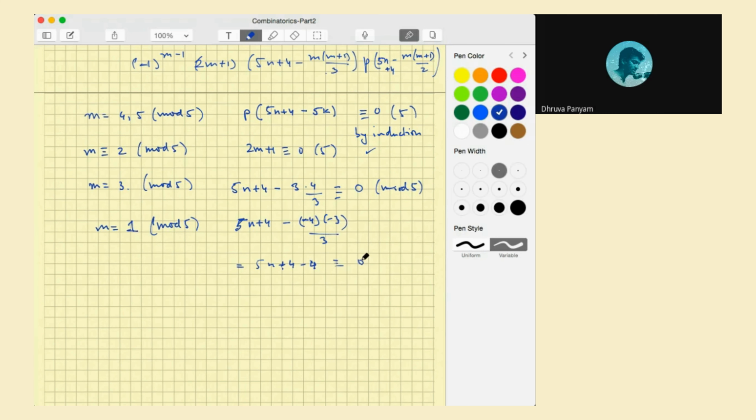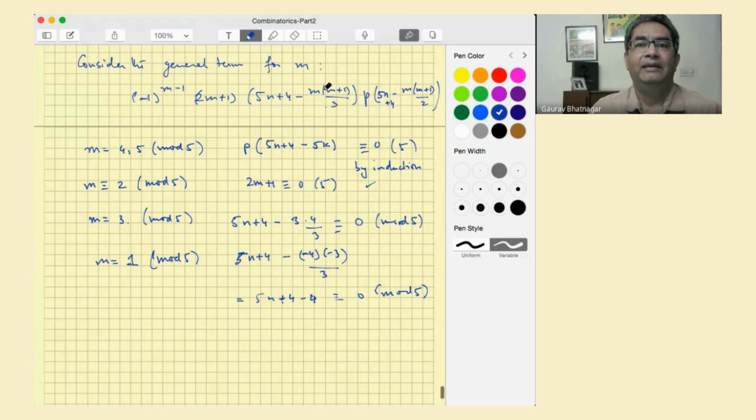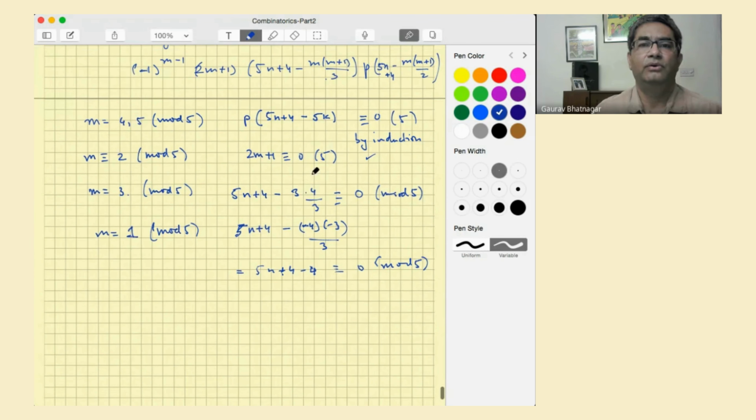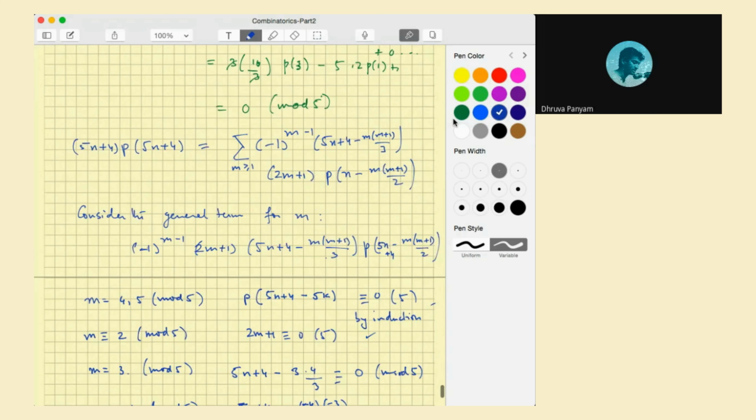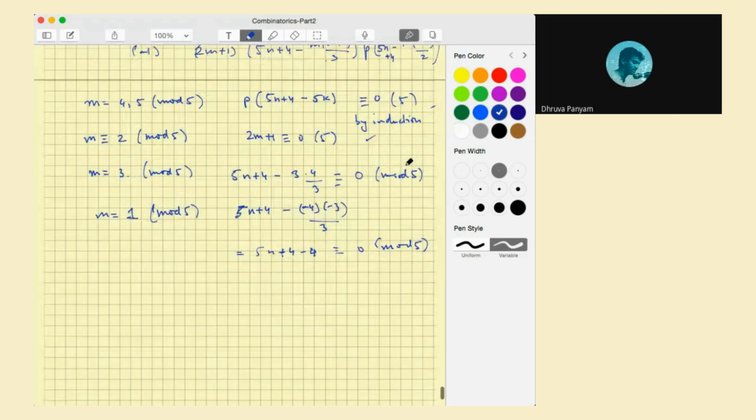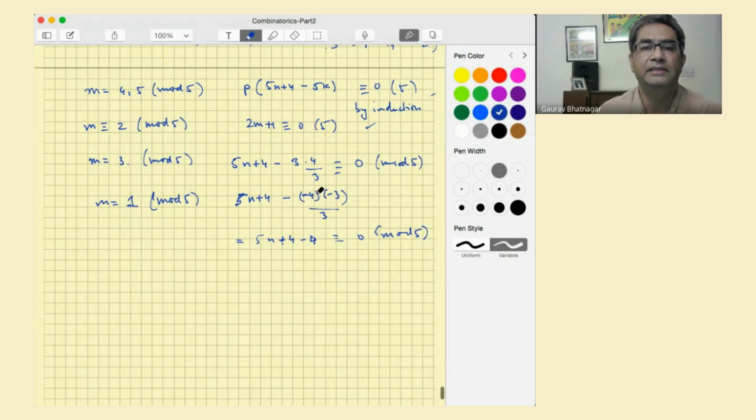Professor, for m equals 3, how do we get the 0 mod 5? Well, I replace m equal to 3 here, and then 3 times 4 divided by 3. So, this whole term over here is 5n plus 4 minus 4, which is congruent to 0 mod 5. So 4 cancels. But m wouldn't necessarily be divisible by 3, right? No, m is not divisible by 3, but yeah. So okay, I get it.